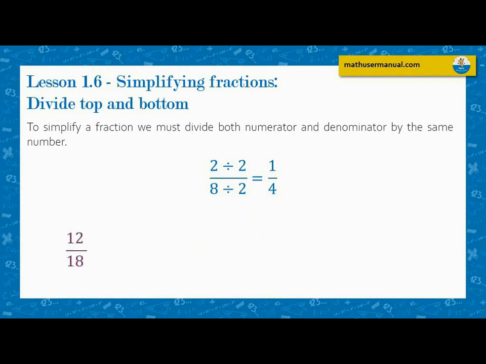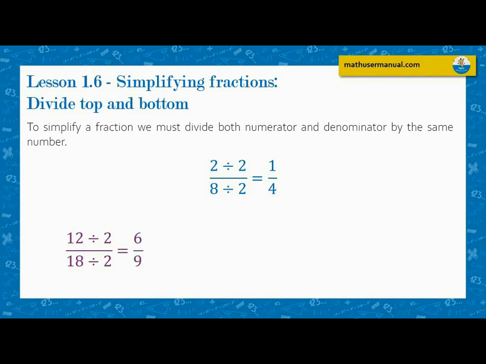Let's do 12 over 18. So we need to find a number that we can divide both 12 and 18 by. We don't want to get decimals, by the way, only integers. So we can divide both of them by 2 because they are even numbers. 12 over 2 is 6, 18 over 2 is 9.